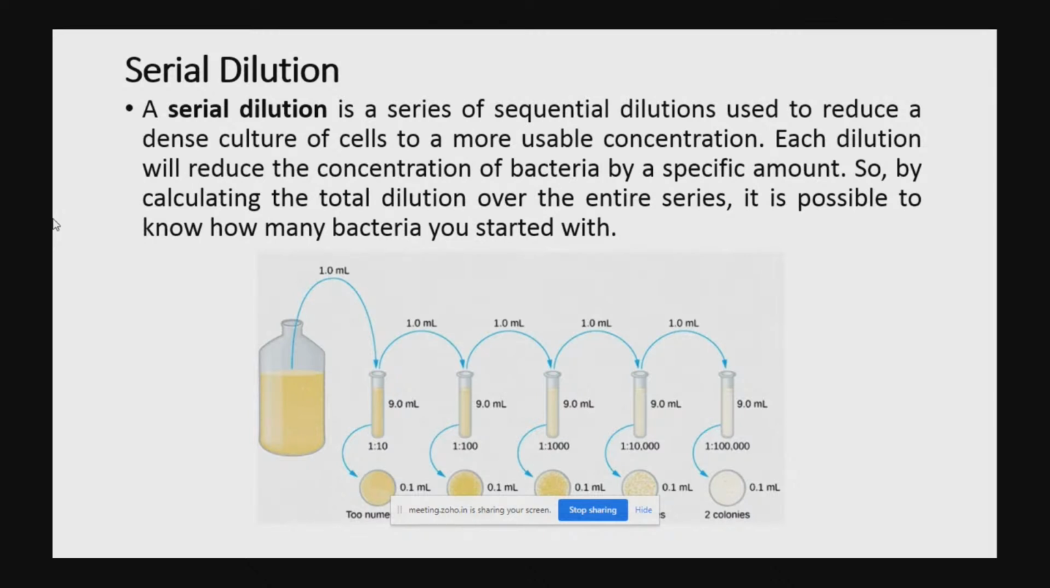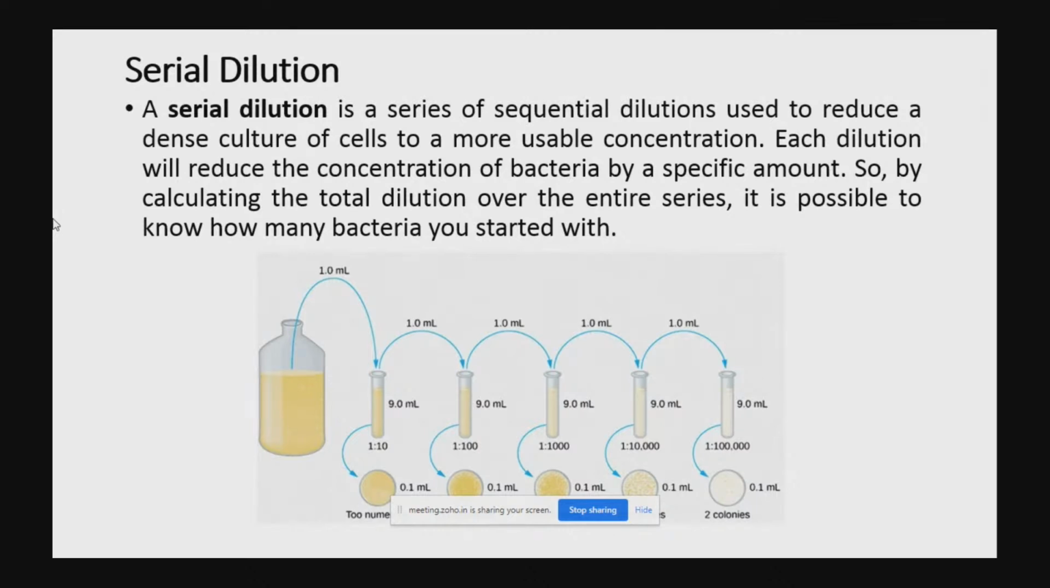In serial dilution, we take 99 ml of saline solution or buffered sodium chloride peptone solution. From the dense solution, we transfer 1 ml for the first dilution, followed by serial dilution up to 10 to the power 6 or 7, until our desired count is achieved.